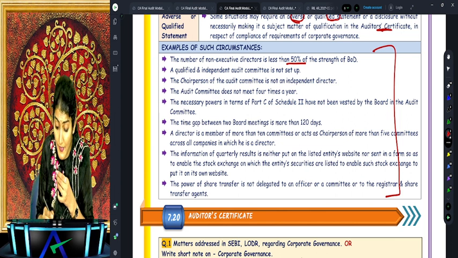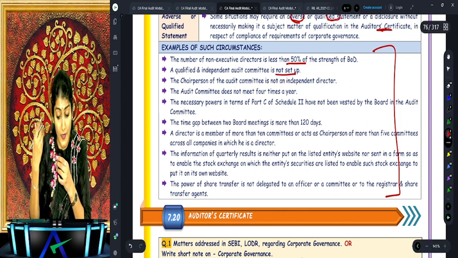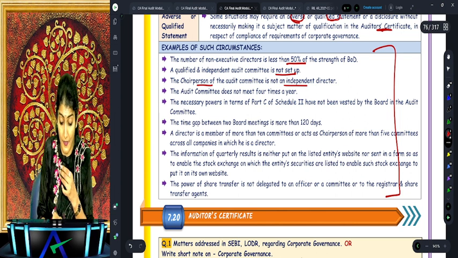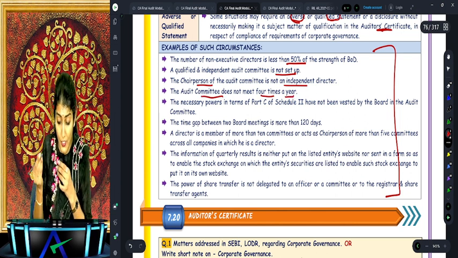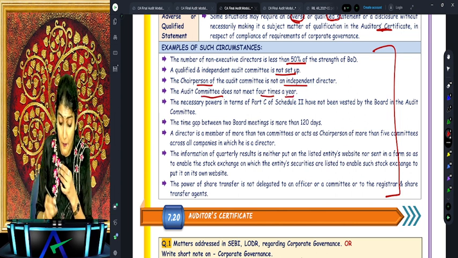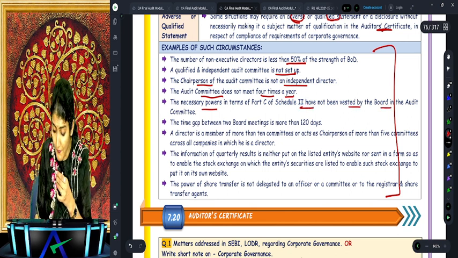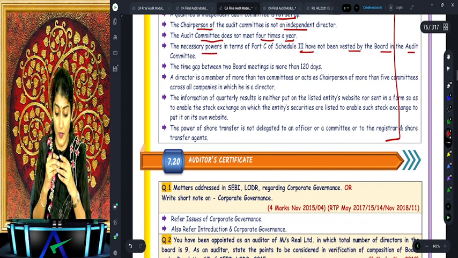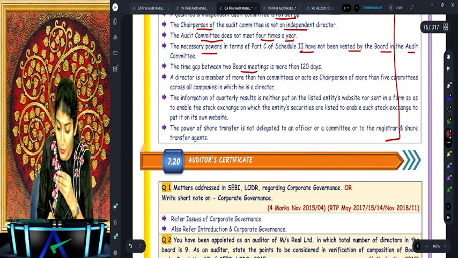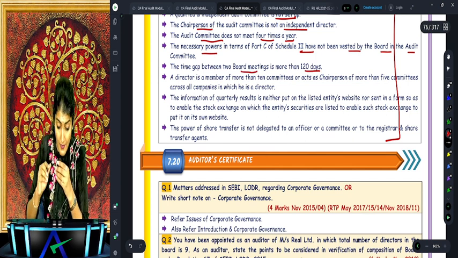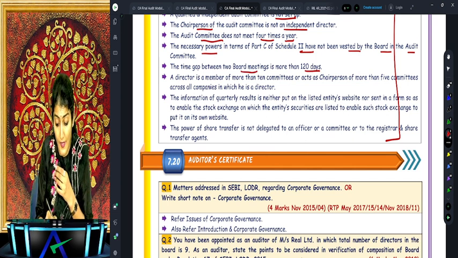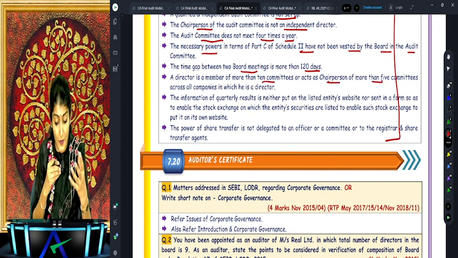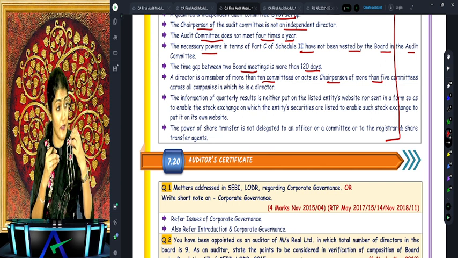Then, a qualified and independent audit committee is not set up. The chairperson of the audit committee is not an independent director. The audit committee does not meet four times in a year. The necessary powers under Schedule 2 have not been given to the audit committee. The time gap between two board meetings is more than 120 days. A director is a member of more than 10 committees or acts as the chairperson of more than 5 committees across all the companies in which he is a director.